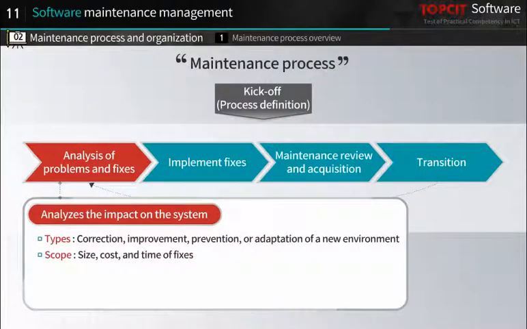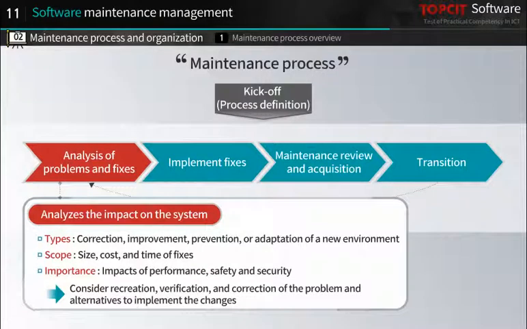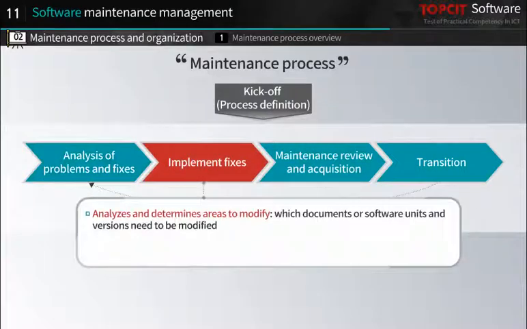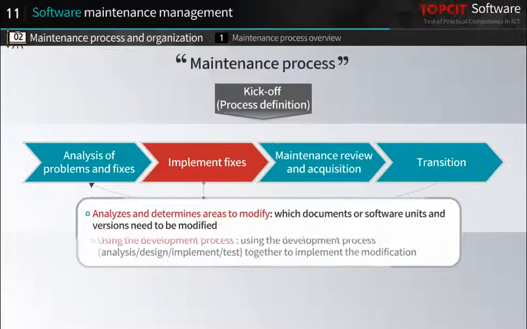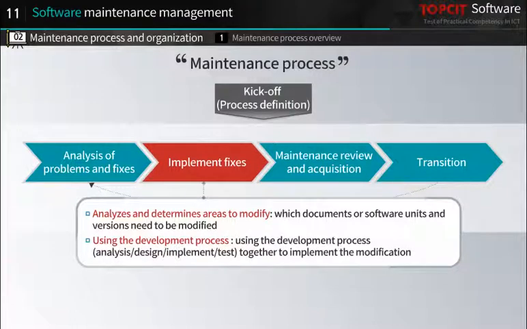Next, it defines the size, cost, and time of the fix, and it evaluates the importance of performance, safety, and security of this maintenance. Therefore, at this stage, the recreation, verification, and correction of the problem and alternatives to implement the changes are also considered. The implement fixes phase analyzes and determines which documents or software units and versions need to be modified. So it is also a phase of using the development process together to implement the modification.